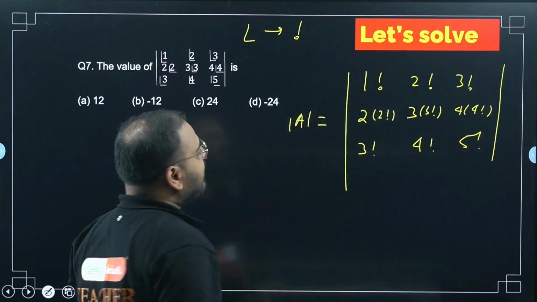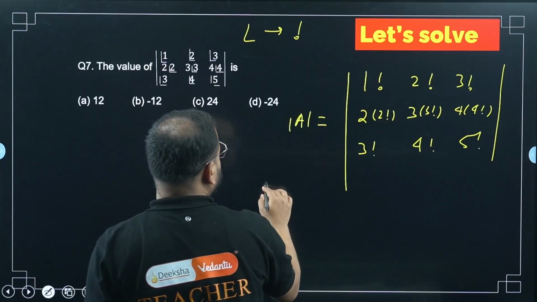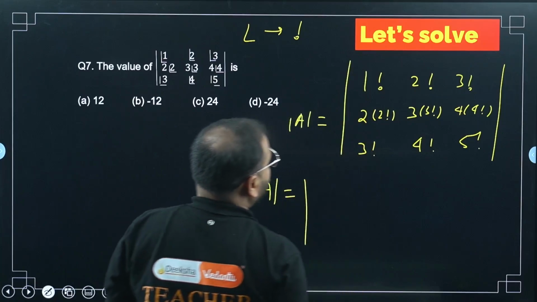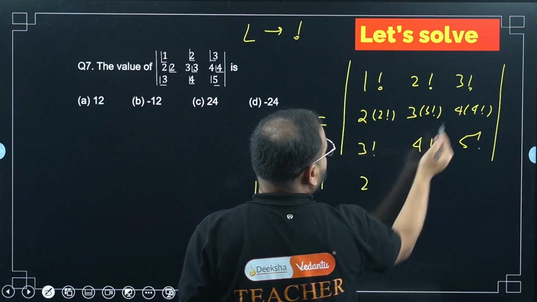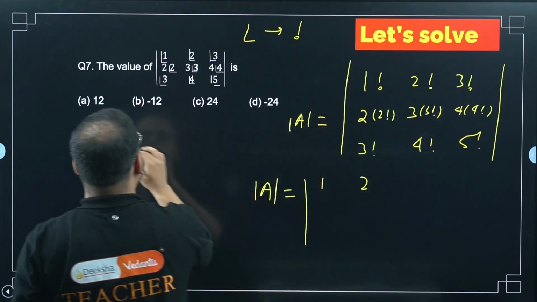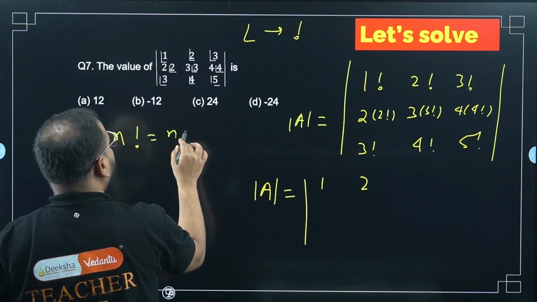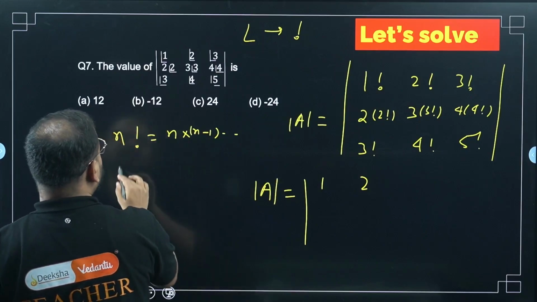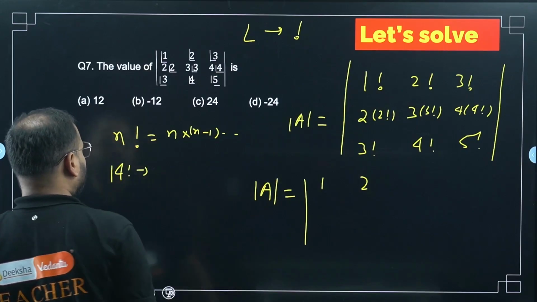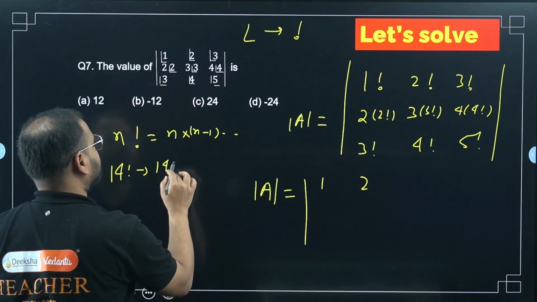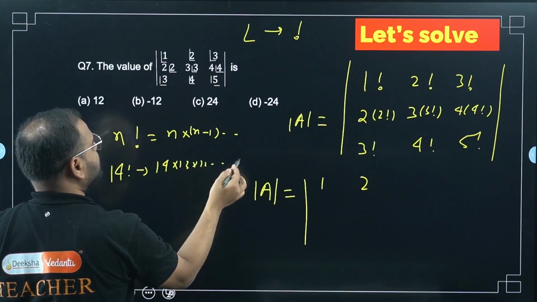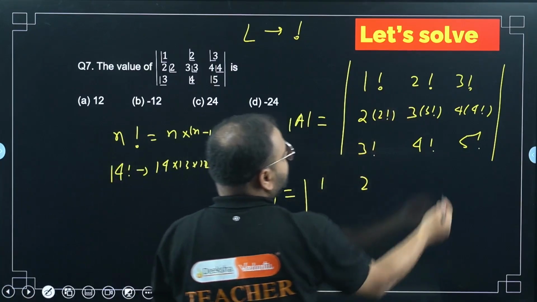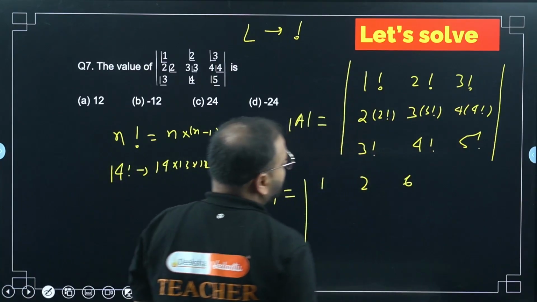Okay, numbers might get bigger, so let's simplify this. How will this look like? So this will be just 1, 2 factorial is 2, 3 factorial is 3 times 2. What is the meaning of n factorial? n times (n minus 1) and keep going like this, correct? So if I have, let's say, 14 factorial, what does it mean? 14 times 13, 12 and so on. So 3 factorial means 3 times 2, so 6.